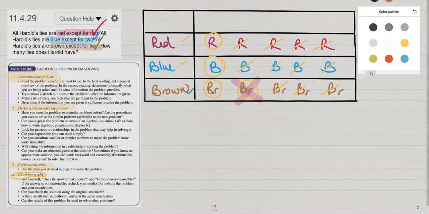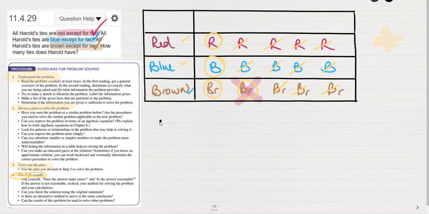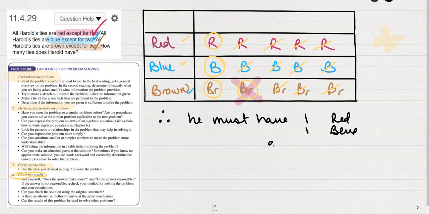So now let's answer the question. A really good practice is to answer with therefore. You could write out the word therefore, or you could use this neat math symbol. It's a triangle made out of 3 dots, and that in mathematics means therefore. Looks like he must have 1 red, 1 blue, and 1 brown tie. He must have 1 of each of those colors.